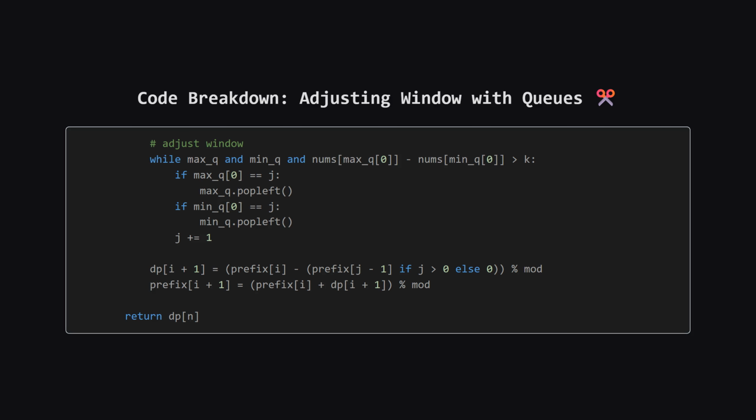Now, we check our condition. Is the difference between the number at the front of the max queue and the number at the front of the min queue greater than k? If so, the window is invalid. We increment our left pointer j. Crucially, if the index j matches the index at the front of either queue, we pop from the front, because that element is sliding out of our window. The DP calculation at the end is exactly the same as the first approach.